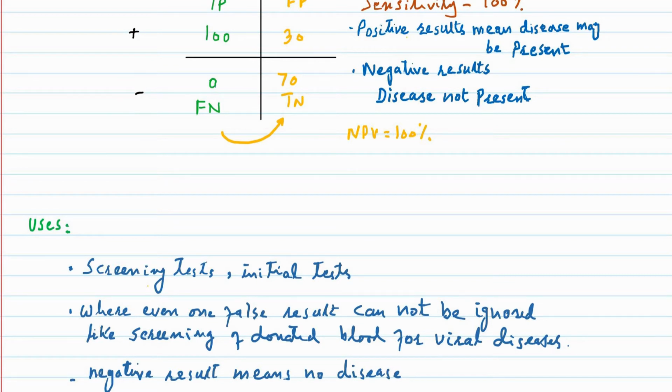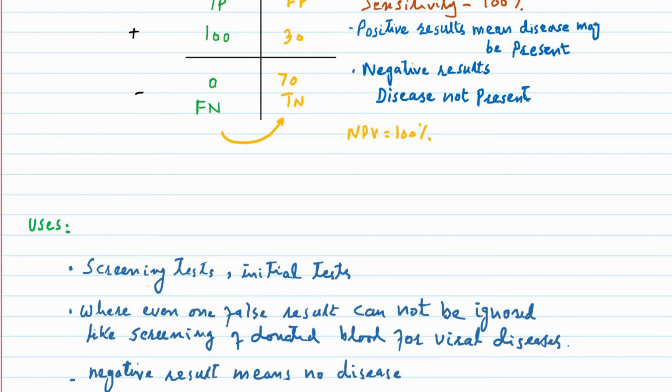Similarly, such tests are also used in screening programs. Suppose we have a screening test for a cancer. We'll perform this test, and this will detect all the people with disease, and some people who are healthy will have false positive results. Then we'll need to perform further tests to find which person actually has disease and which are the false positive results.